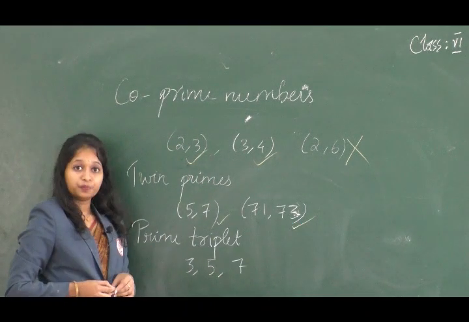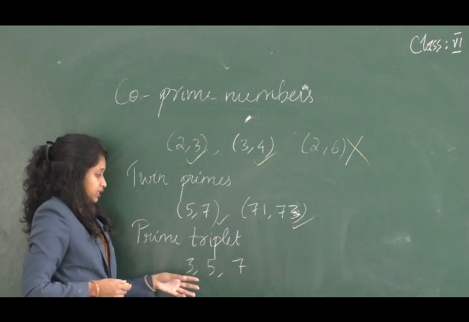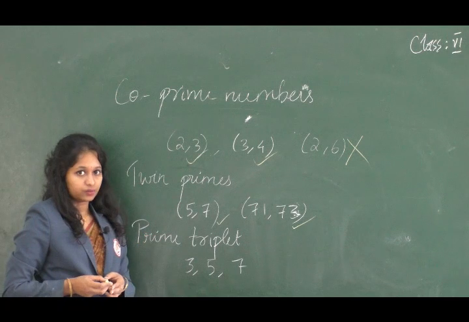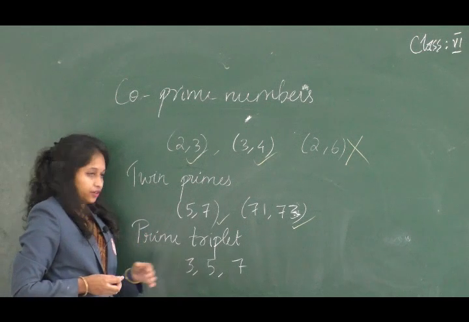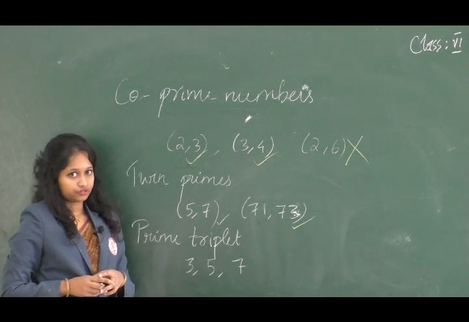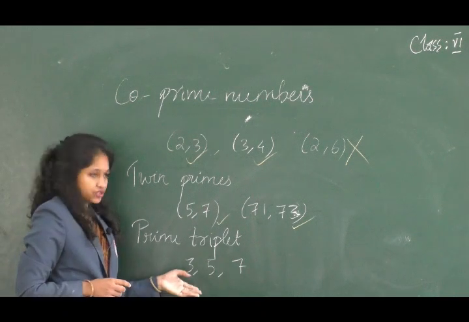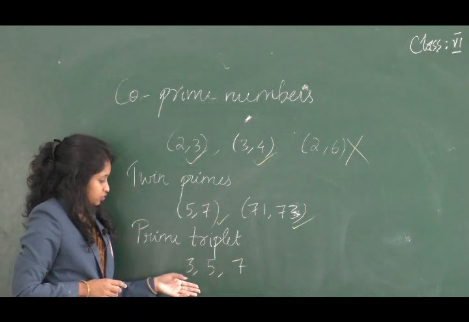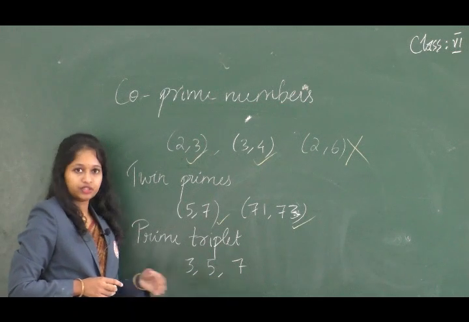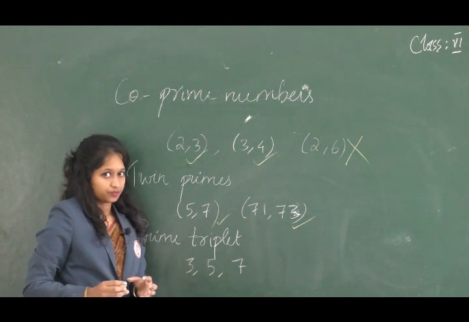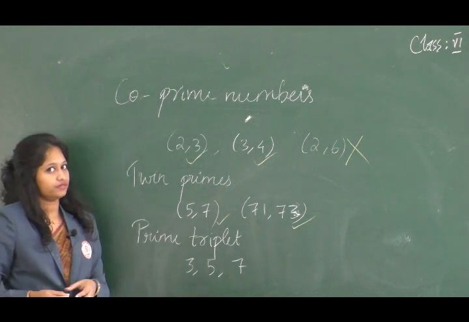Now moving on to prime triplet. Prime triplet is set of 3 numbers which is having 2 as their difference. 3, 5, 7. The difference is 2, right? 5 minus 3 is 2, 7 minus 5 is 2. And this is the only prime triplet, 3, 5, 7.